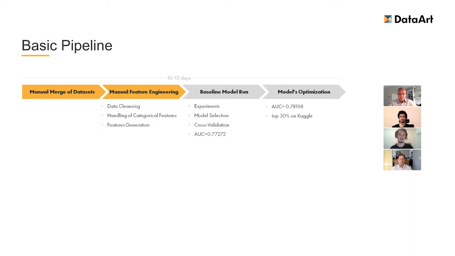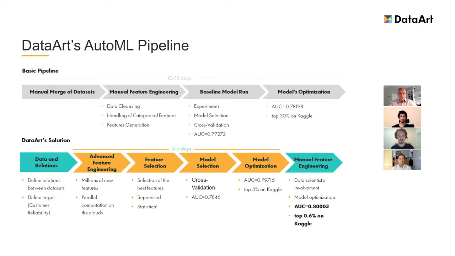But we didn't stop here. We knew that we could do even better, and we introduced our AutoML pipeline, which has only one required manual step. As you see at the bottom, we have our data and relations step, where we define relations between the data sets. We put all the data sets into our tool. We define our target, which is customer reliability in the current case. Then we have these four advanced steps, which are fully automatic. In the first step, advanced feature engineering, we explore millions of new features. We explore the big space of possible variations of how to merge and combine these data sets. We compute this in parallel in the cloud. Then we make a step of feature selection, where we select the best features for our target from this huge amount of features.